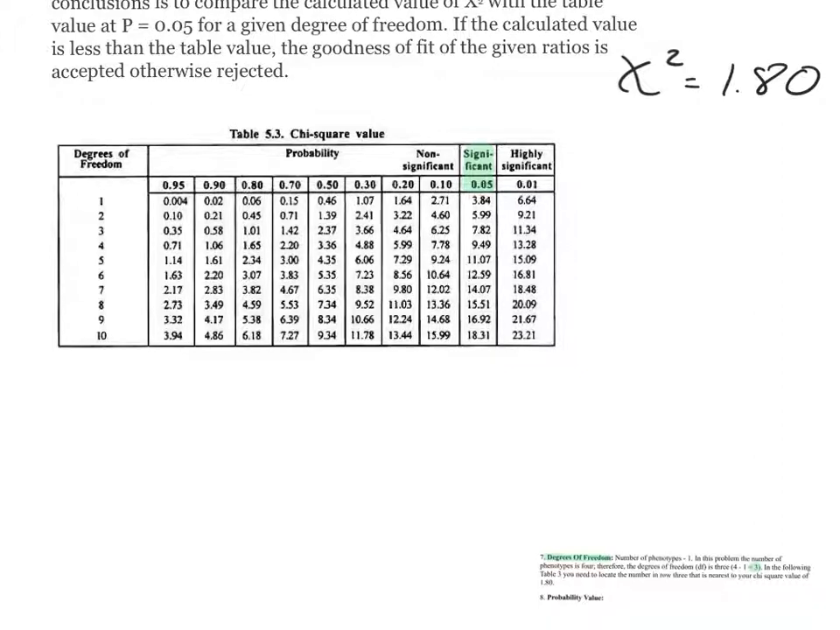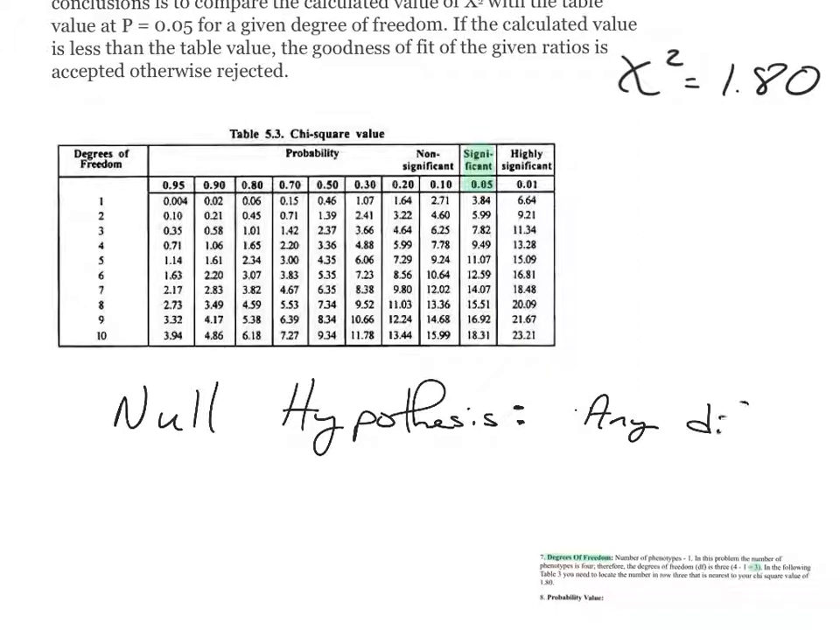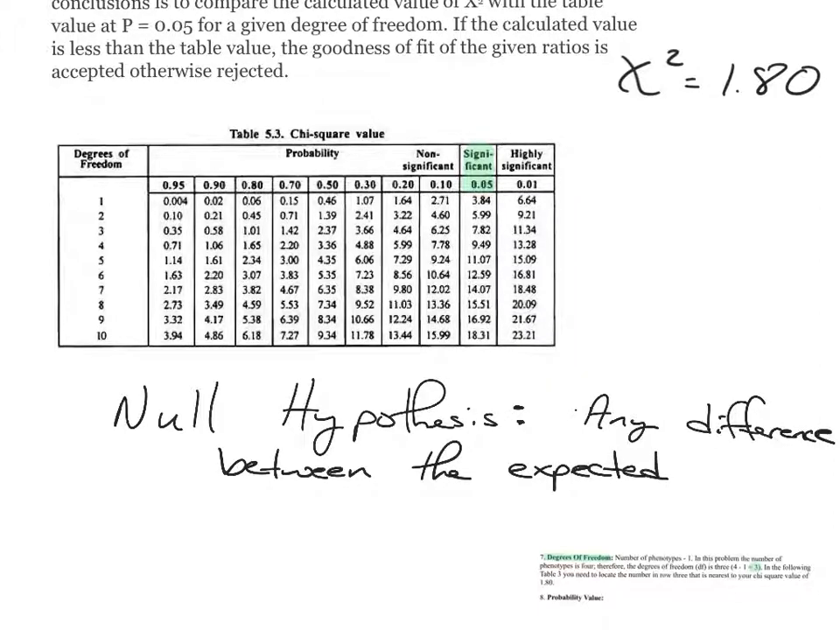Okay. So the null hypothesis, N-U-L-L hypothesis, is the hypothesis that states quite simply that any difference between the expected and the observed is due to randomness.